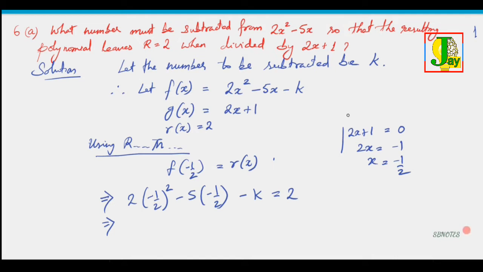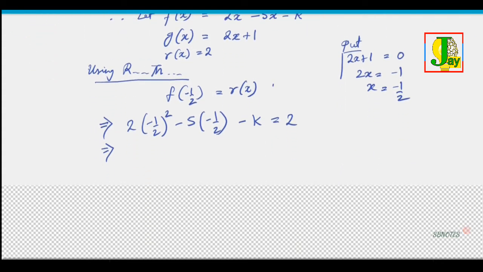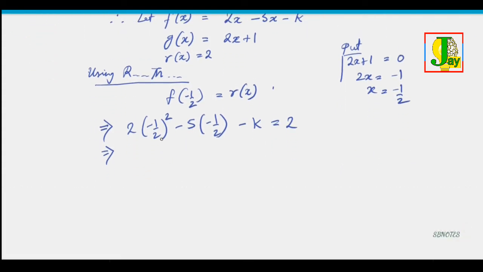This is the rough part. You can also include this in the main part. So if you include it in the main part, you write put 2x plus 1, then you can continue with that. Here I've written using remainder theorem, so it's not that necessary. We can directly go to this. Okay, so this is square, means it gets positive, so 1 by 2 again plus 5 by 2 minus k equals 2.